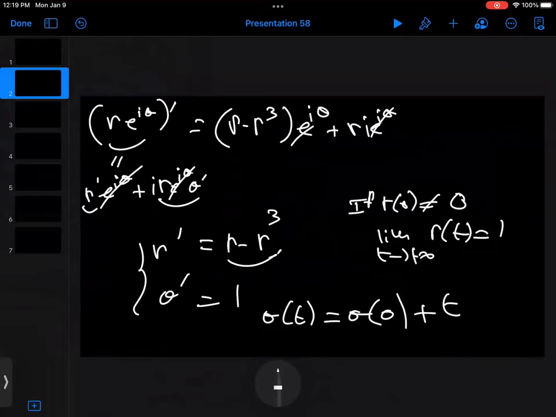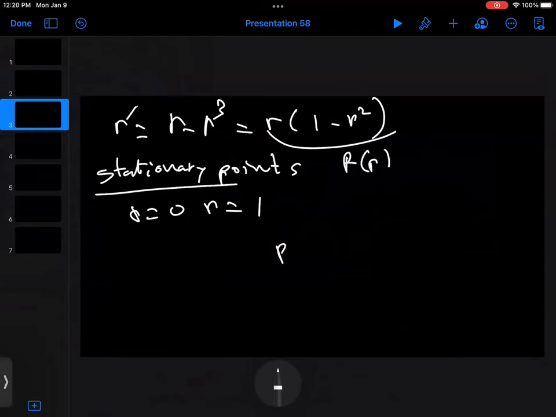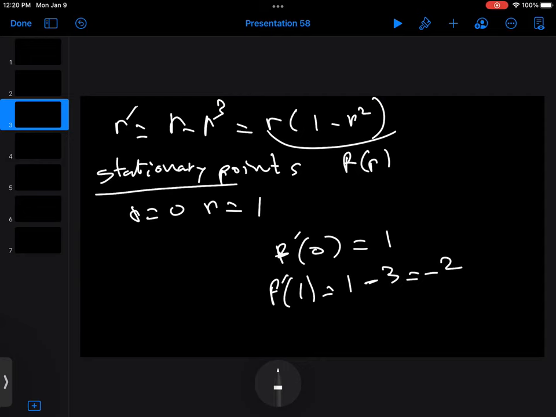All right, hang on. Yeah, so when you have r prime equals r minus r to the third, you have two stationary points, which are r equals 0 and r equals 1. And so if you call that f of r, you have f prime of 0, which is 1. So 0 is unstable. And f prime of 1 equals 1 minus 3 equals minus 2. So 1 is stable. And in fact, you can exactly compute, as I said, the exact solutions.